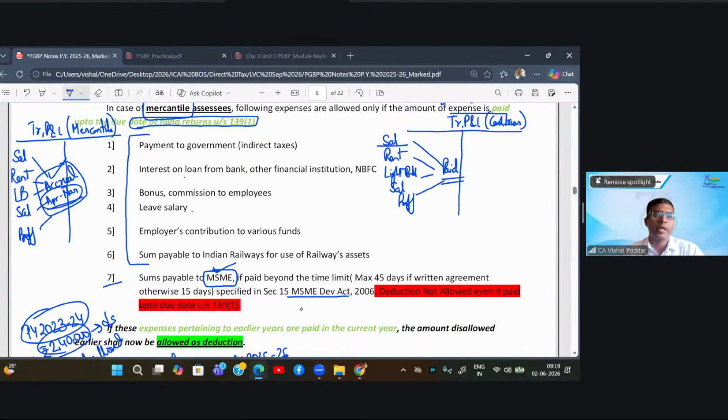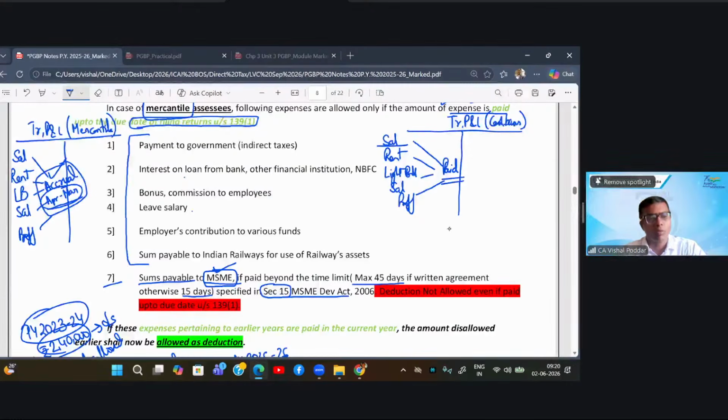Now, what Income Tax Act in section 43B says, that whenever you are doing any transaction with the MSME and you have to make payment to the MSME, you should make payment within the time which is specified under section 15 of the MSME Development Act. And what is this time limit provided? It is maximum 45 days if there is a written agreement, that is, there is a specific agreement specifying the time limit, then up to 45 days the time limit can be. And if there is no agreement specifying the time limit, then maximum within 15 days.